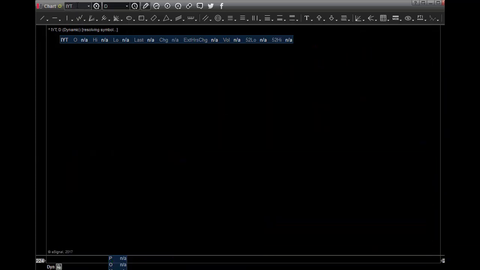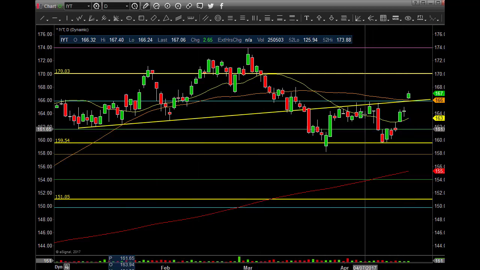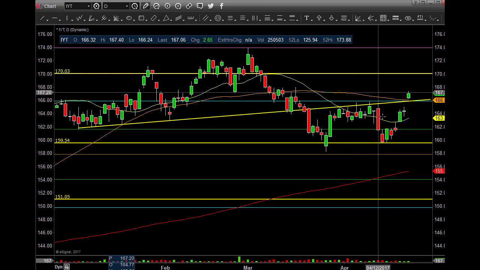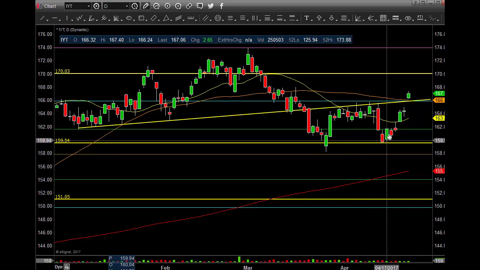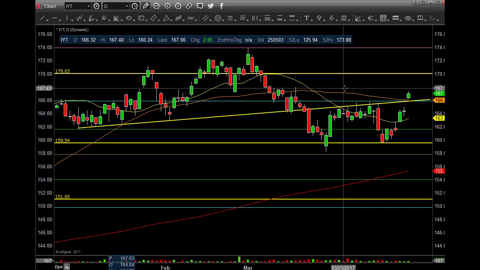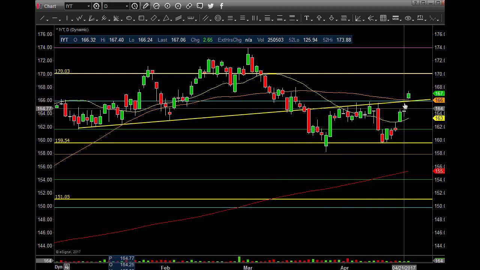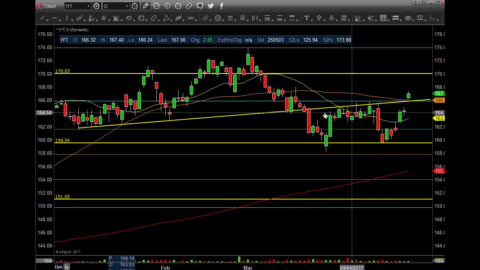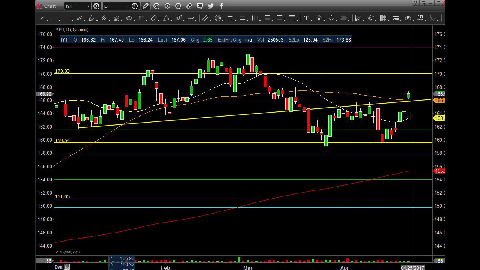IYT, which are the transports, guys. Same thing. Got it above the resistance, got it above the trend line. Remember, boom, boom, boom, boom, boom. Comes in, slingshots back up, almost to the highs up in here. We're back above the 50, the 20, and now the trend line. So this is slightly bullish now, guys, in a bullish stance.